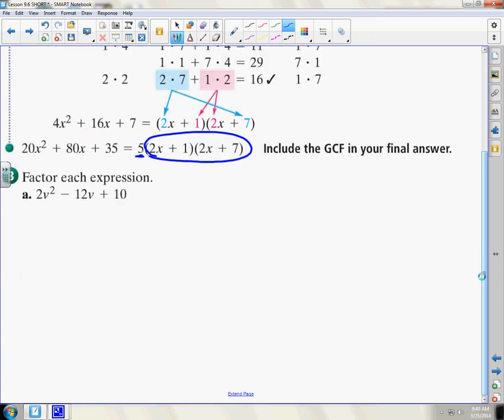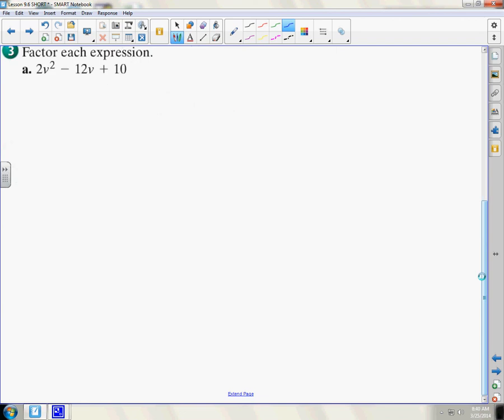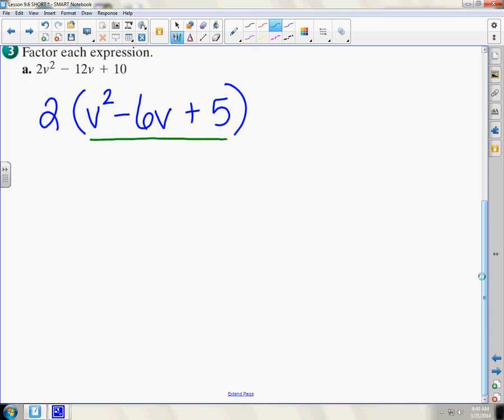So here's an example. If I look here, I can take a 2 out first. So I'm going to take out a 2, and that leaves me with v squared minus 6v plus 5. So I took the 2 out, and if I refactored it back in, I would get back to my original equation. Now I need to factor just this part. So I need to make it into 2 binomials.